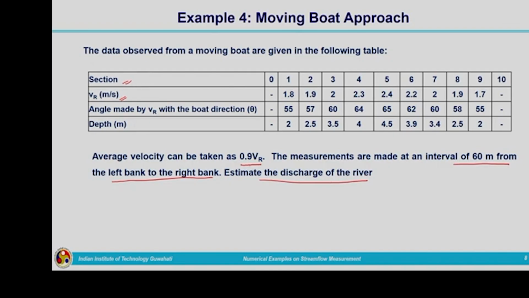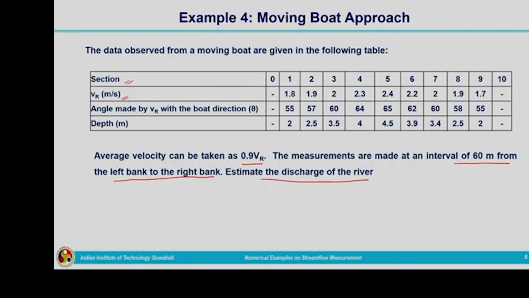So, here the data corresponding to different sections includes the depth at that particular section, the angle theta the current meter is making with the direction of the boat, and the velocity provided by the current meter. The measurements are made from the left bank to the right bank such that the width of each section is equal to 60 meters. That is also given to you. Now, you need to estimate the discharge in the river.